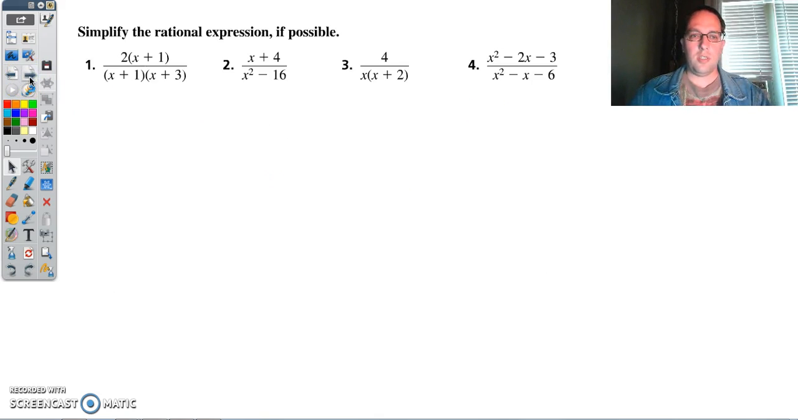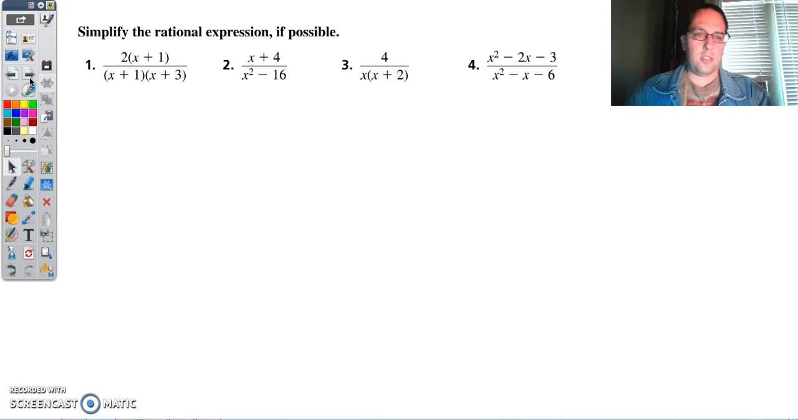So what I want you to do is pause the video and work these out for yourself. I just want you to simplify the equations. Then I want you to come back and check your work. Make sure you mark any extra things that are being excluded from the original. All right, so pause the video, work these out, then come back.